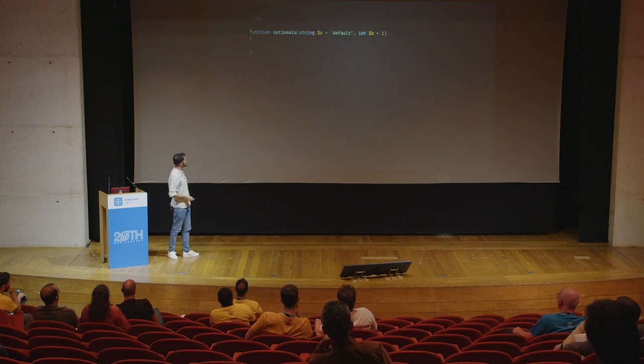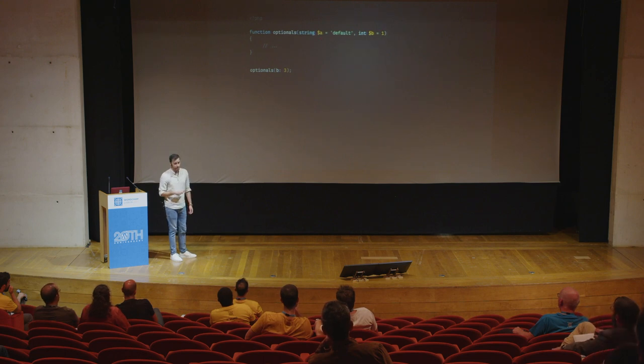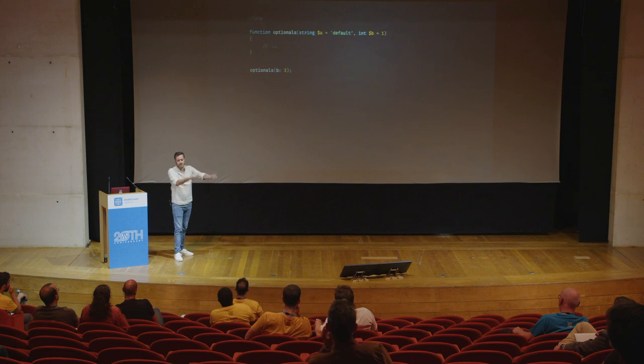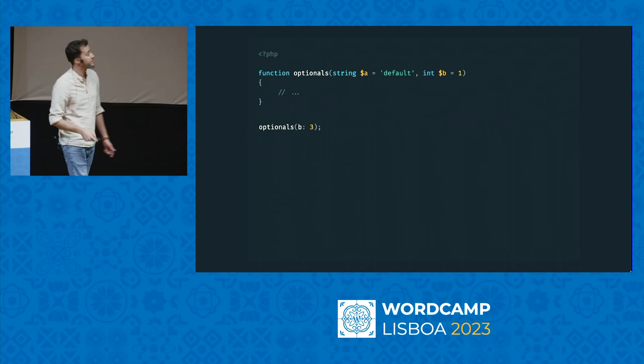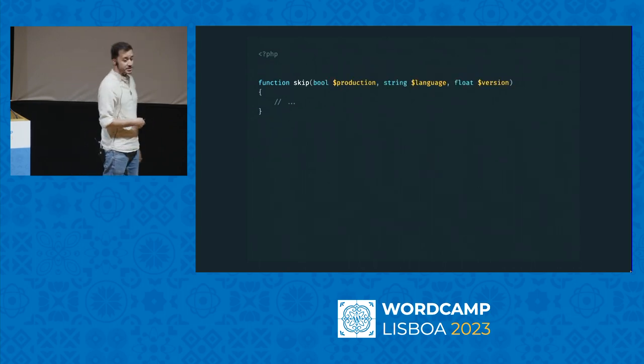Also, they could be optional, which means that if I have default values for all my arguments, I can skip one. I'm skipping A, for example. Before, I needed to pass the first argument and then the second one that I wanted to change. But now I can just use the second argument. It's very straightforward. I can skip them.